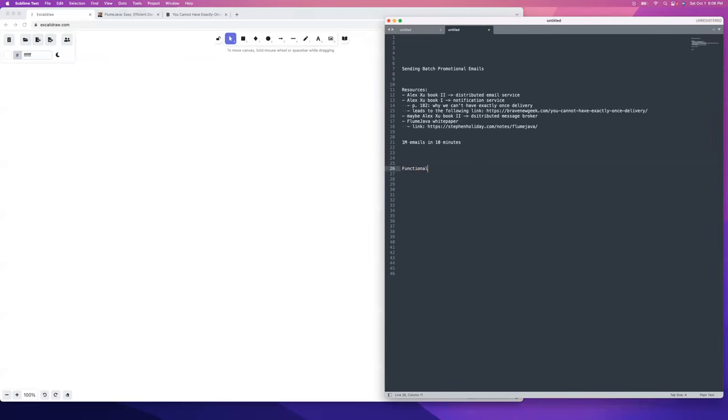We want to cover the functional requirements, and then the non-functional requirements. So for the functional requirements: send a bunch of emails, a high volume of emails, a very high volume of emails. They follow a template. We want analytics on whether or not they actually click the emails.